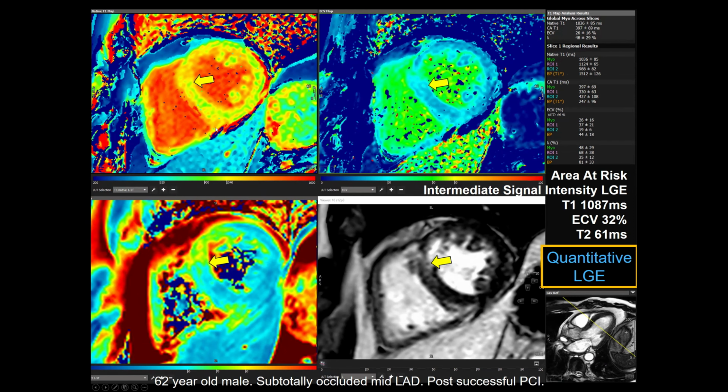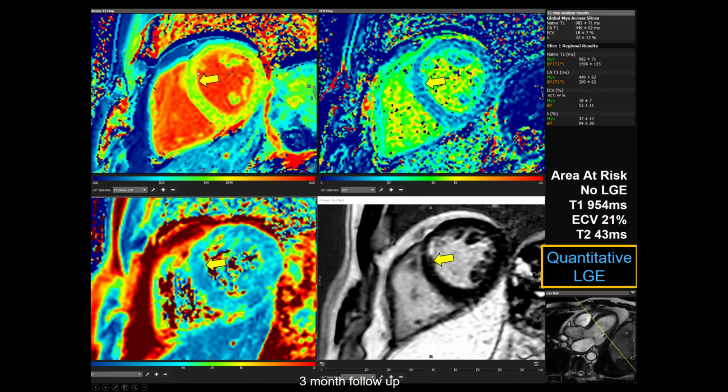Outside of the core of the infarct, that's the yellow arrow, it's always difficult to be certain about the exact quantity of the area at risk because edema increases extracellular space, and this allows gadolinium uptake. But we can see that in the area indicated by the yellow arrow, there is some late gadolinium enhancement, and the ECV is mildly elevated at 32%. But at the 3-month follow-up, ECV has normalized and the edema has also resolved.